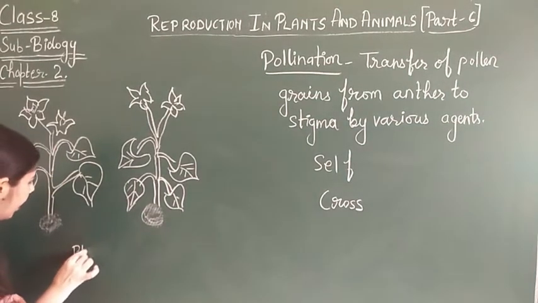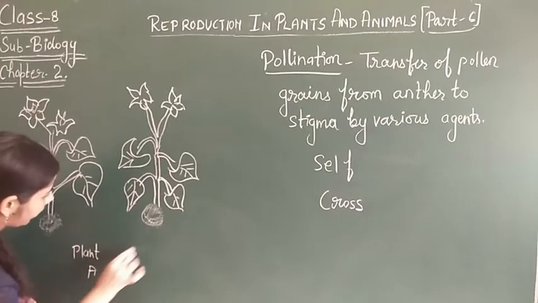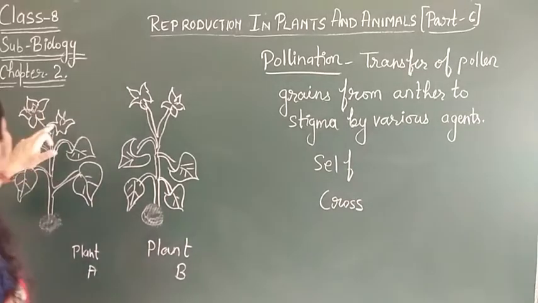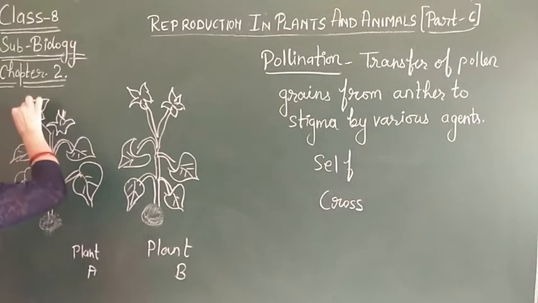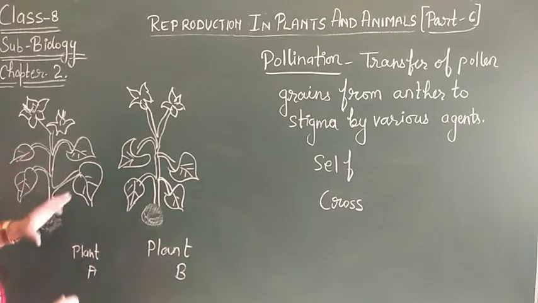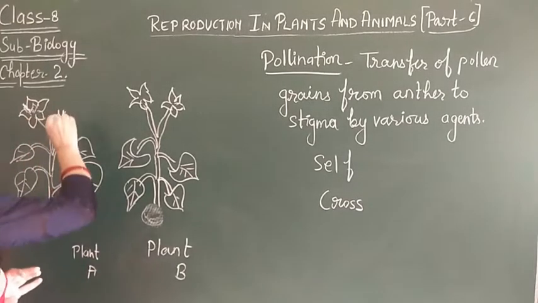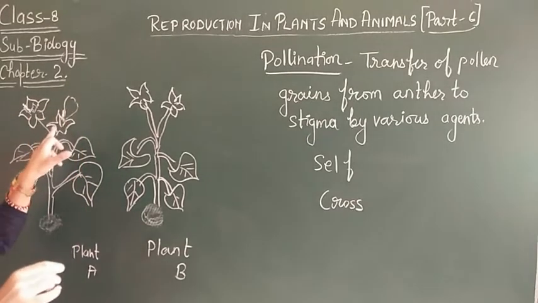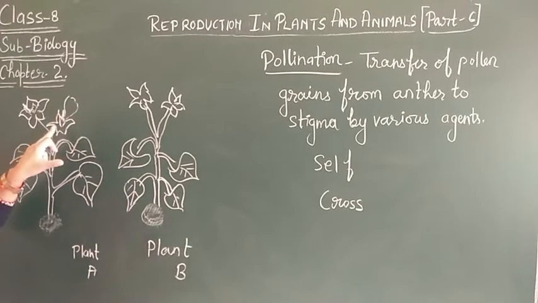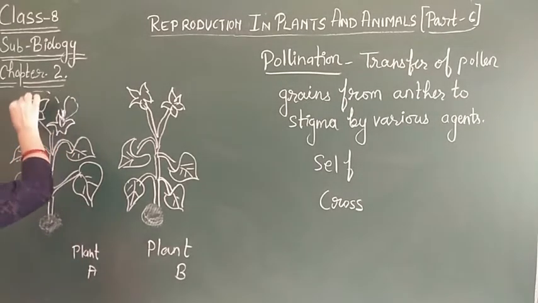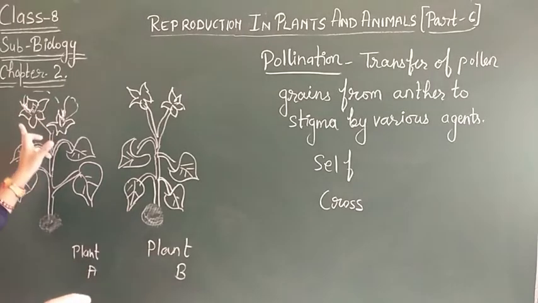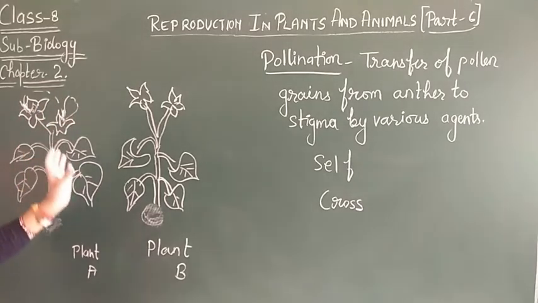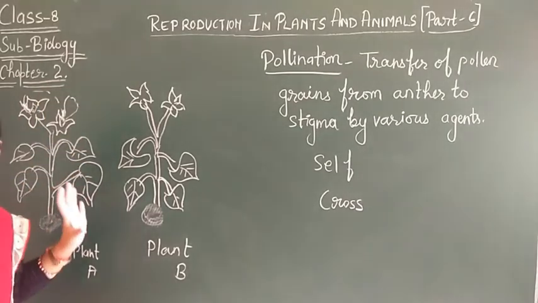This is plant A and this is plant B. These are the flowers and here the pollen grains are there. Now when the pollen grains of this flower are going to fall on the same flower's stigma, or pollen grains are going to reach and fall on another flower's stigma of the same plant, then it is called self pollination.